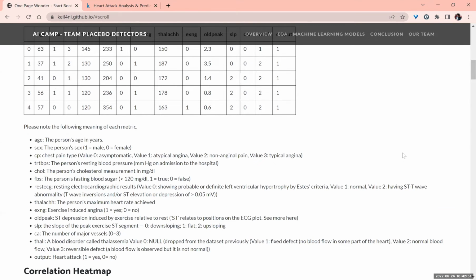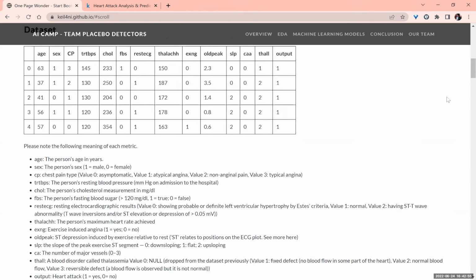And basically what happens is the output column just shows the chance of the person having a heart attack. One means that there's a greater chance of having a heart attack, and zero means that there's a less chance of having a heart attack.